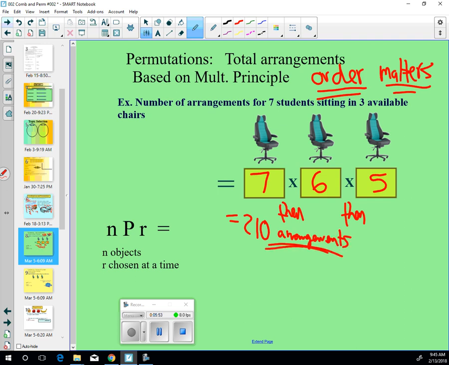Okay, so you can probably see a formula taking shape. N factorial is going to be, well, let's do 3 factorial first. 3 factorial is 3, then there's 2 chairs left, then there's 1 chair left. 3 factorial is 6. What do you think is 7 factorial?